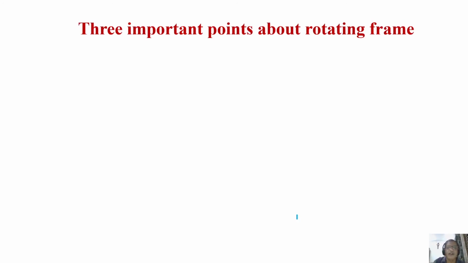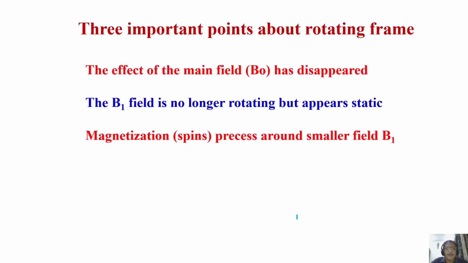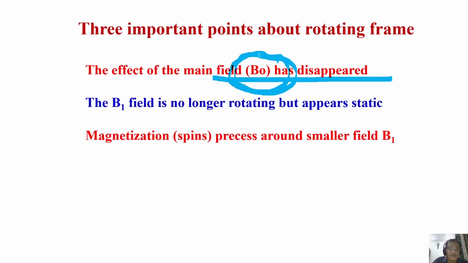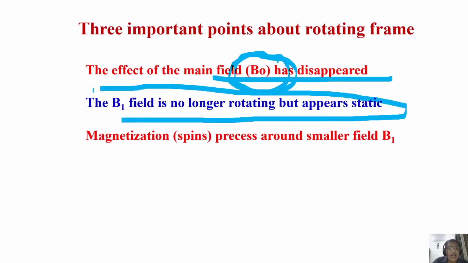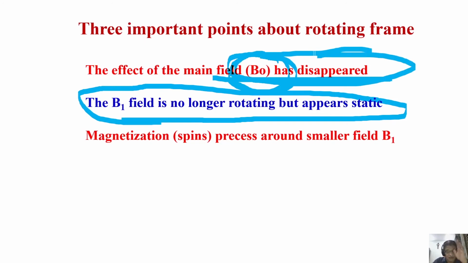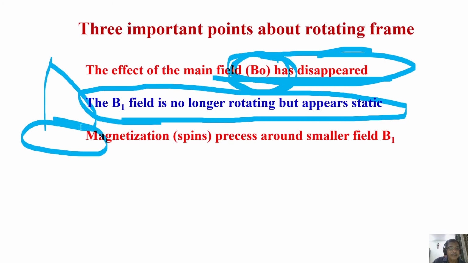Now understand three important points about the rotating frame. First point, the effect of the main magnetic field disappears in the rotating frame. The spins feel as if B naught is absent. And the B1 field is no longer rotating and appears static as far as the spins are concerned. Understand? Earlier the spins were precessing along B naught before application of the pulse. After application of the pulse, you bring the B0 magnetization to the XY plane, and the spins start rotating in this XY plane.